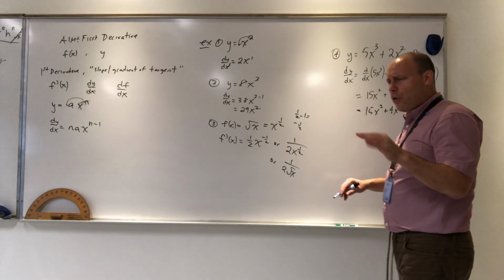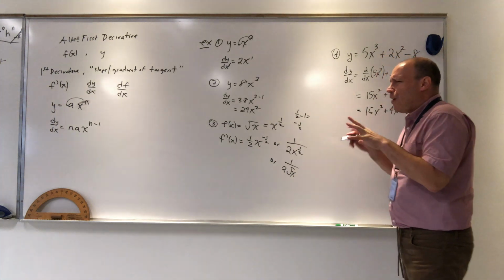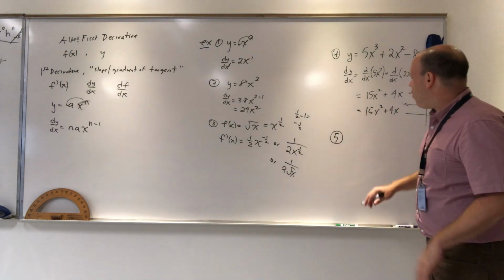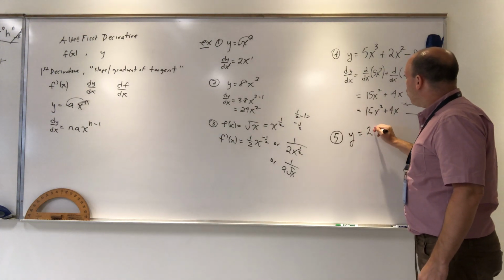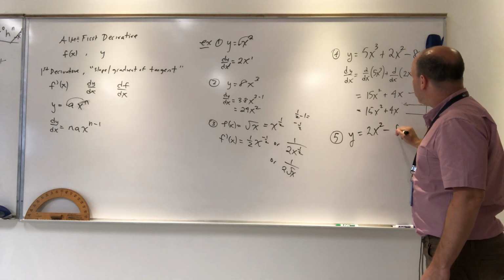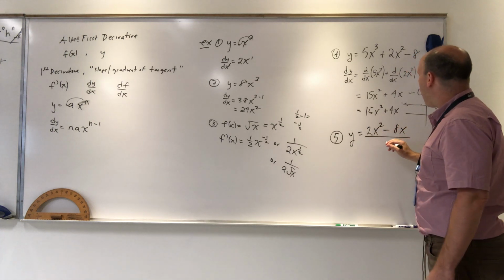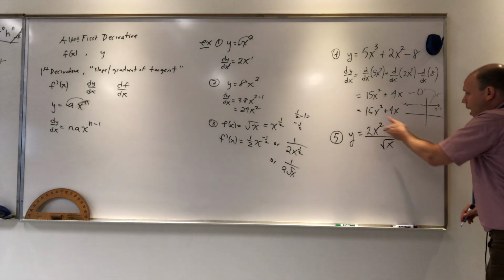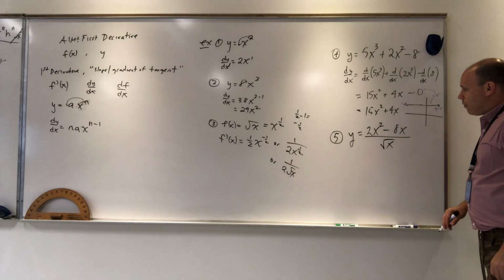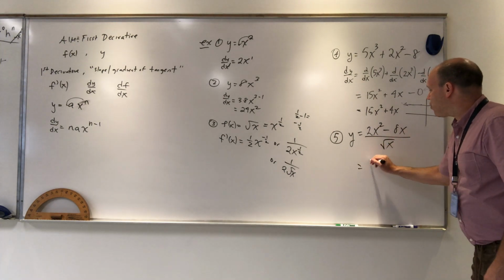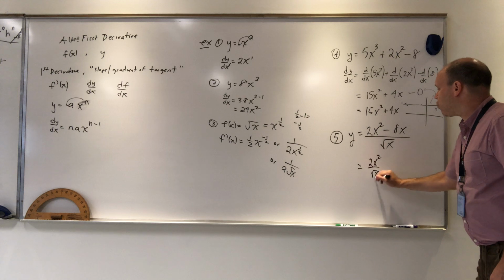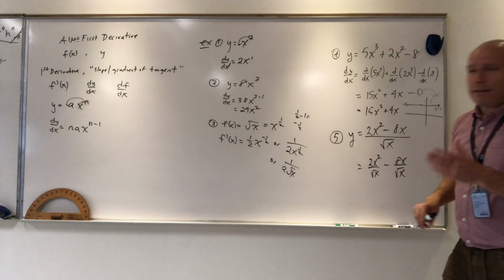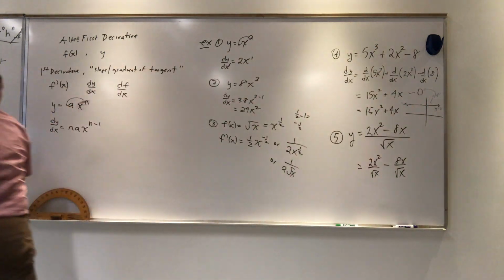Don't be fooled if something looks a little weird. For example, an example I saw in the Hess book, I don't think I'm asking you this, but they put y equals 2x squared minus 8x divided by radical x. What do you do? Break it up so it becomes 2x squared over radical x minus 8x over radical x. Last thing, same idea.